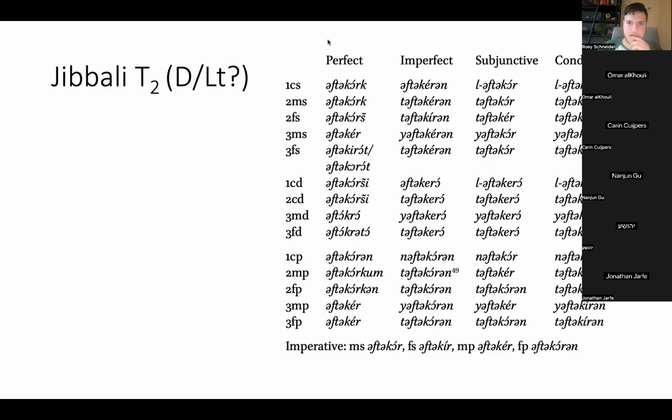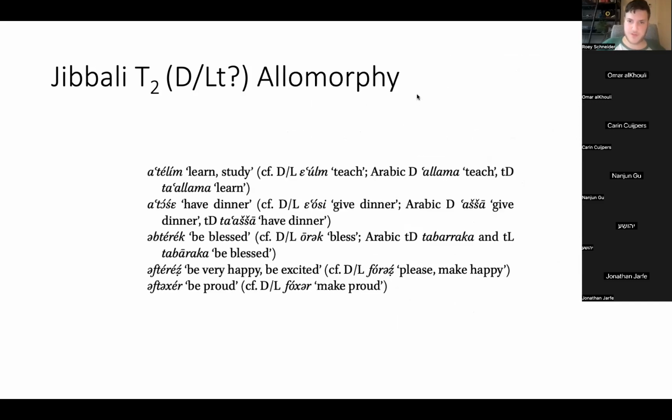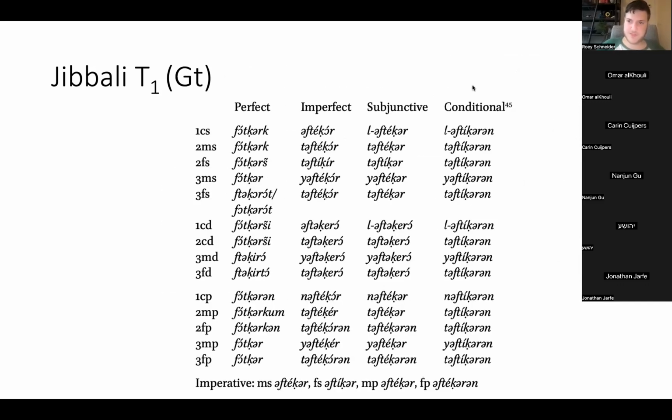Now, on top of the T1 stem, which is the GT, we have the T2 stem, which is the DT or LT. So this stem is very, very similar to the one found in G1, but with slight differences. So first of all, the subjunctive of this stem is almost identical to the imperfect of the T1. So iftekor, and this is liftekor.